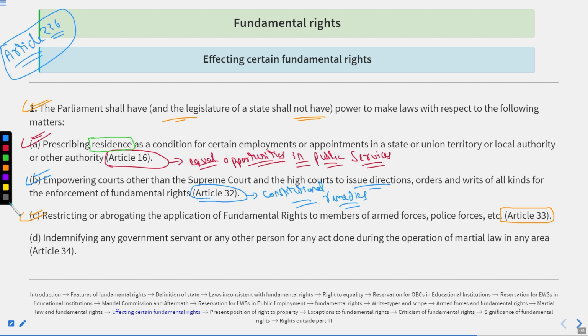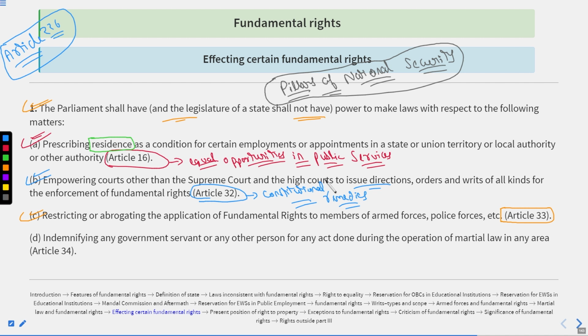Because in the previous lecture also I had told you that these are the pillars of national security, so that's why there is this thing. Thereafter, indemnifying any government servant or any other person for any act done during the operation of martial law in any area, Article 34. Okay.